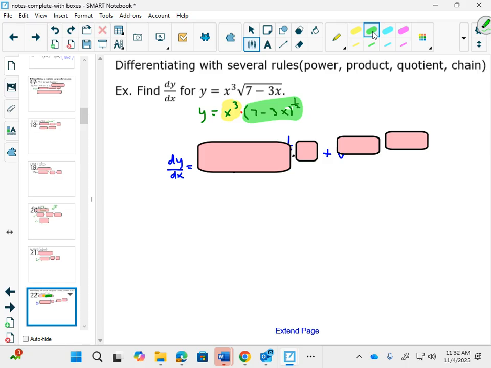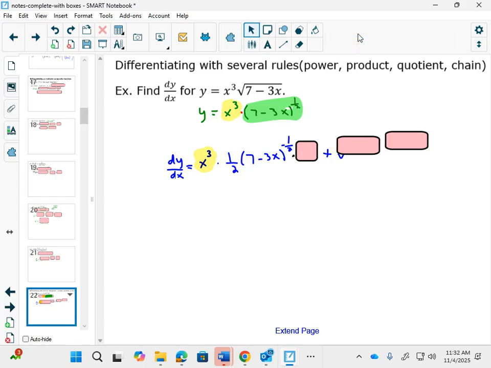So I see the product rule, and I say to myself, what are my rules for the product rule? For the product rule, I keep the first one the same, multiply by the derivative of the second. And what do I have to do for the derivative of the second one? It's a chain rule. So the half has to come out the front, keep the inside the same, multiply by the derivative of the inside.